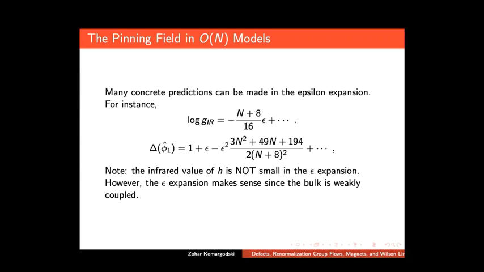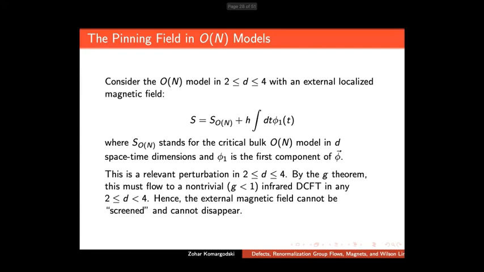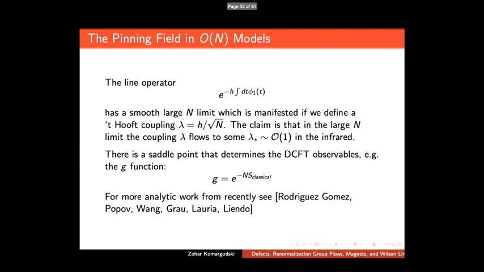Also, interestingly, the coupling H is not small in the epsilon expansion. So it's kind of a tricky epsilon expansion. This coupling is not small. The bulk couplings are small, but this coupling is not small. But since the bulk couplings are small, you can still do the expansion. It's 4 minus epsilon, right? Yes, this is 4 minus epsilon.